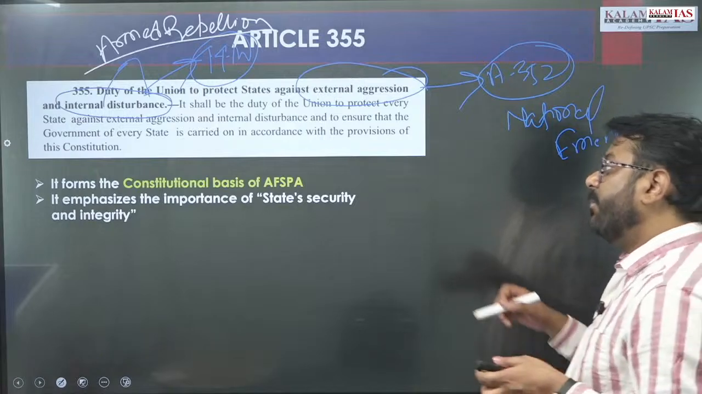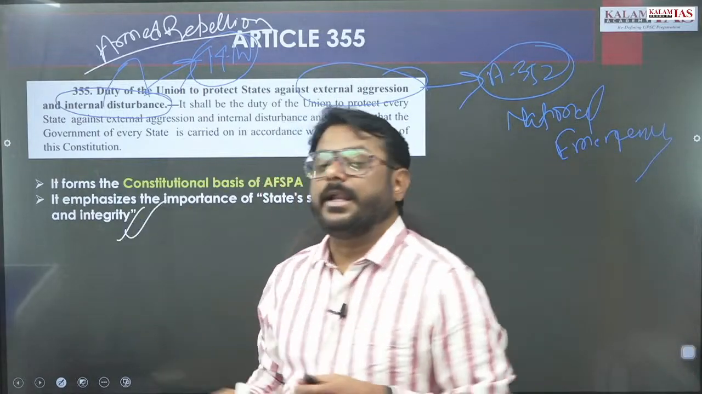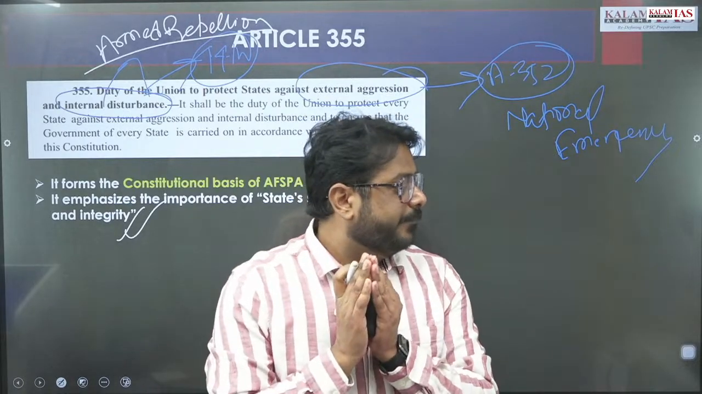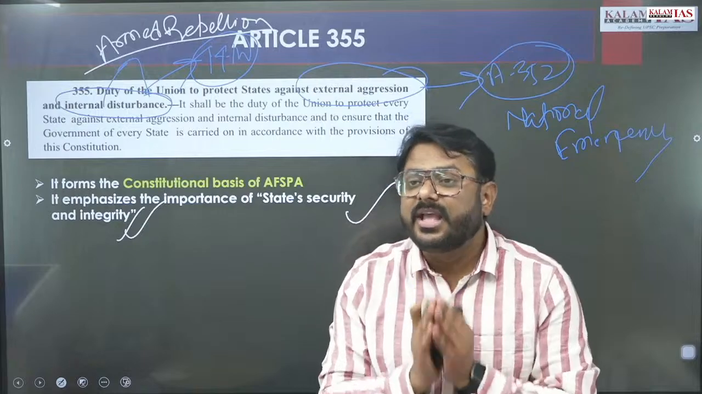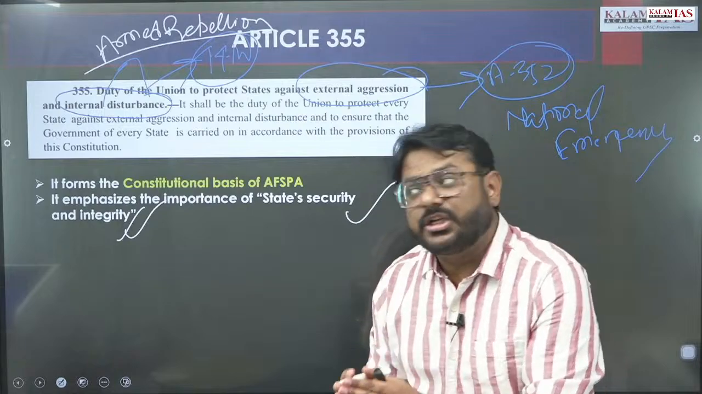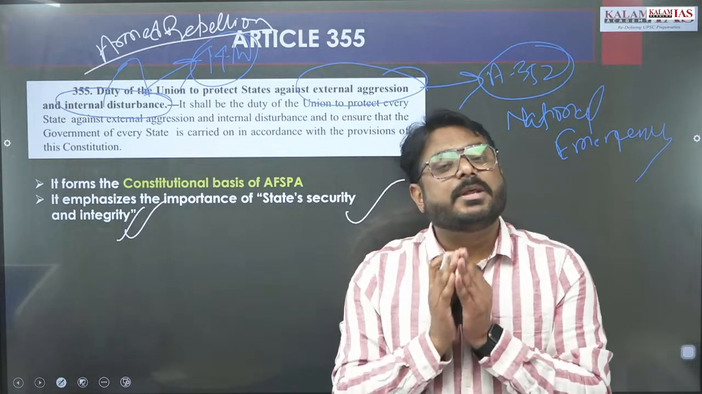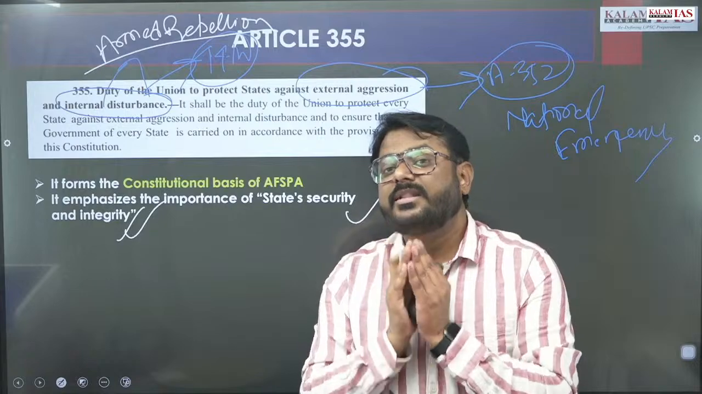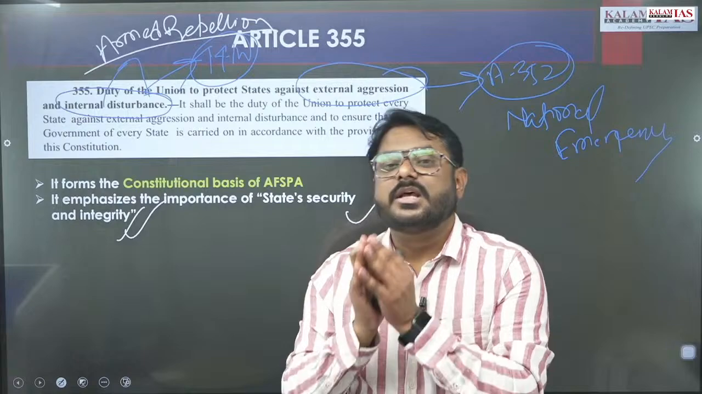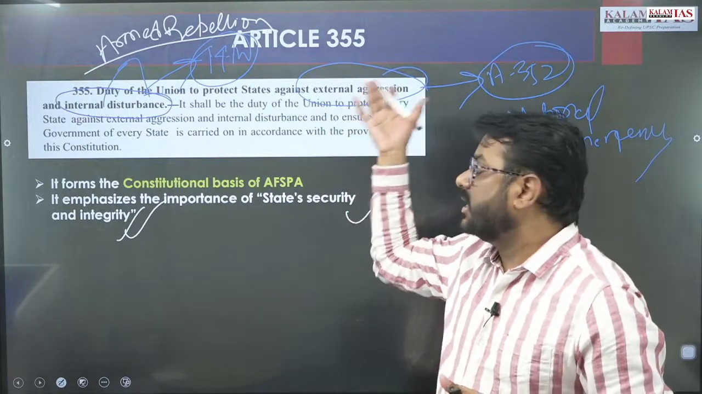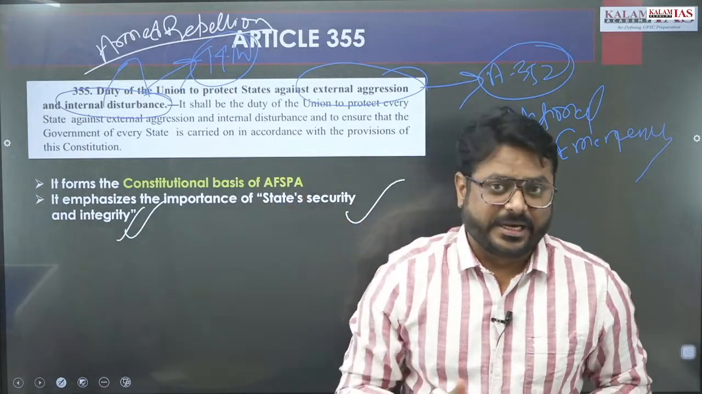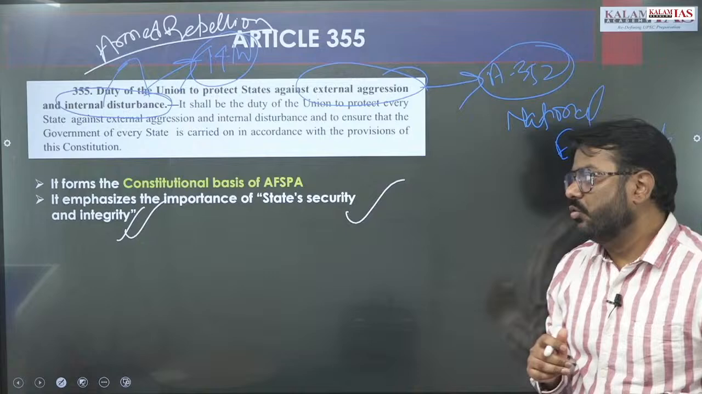So it emphasizes the importance of state security and integrity. So states have to be secured, their safety has to be taken care of, and therefore Article 355 can be implemented if there is external aggression or if there is internal disturbance going on inside any state, and in that case the central government or the Union government has this responsibility. Okay, for external aggression, even a National Emergency can be applied through the President, right. Hope this is clear to you.